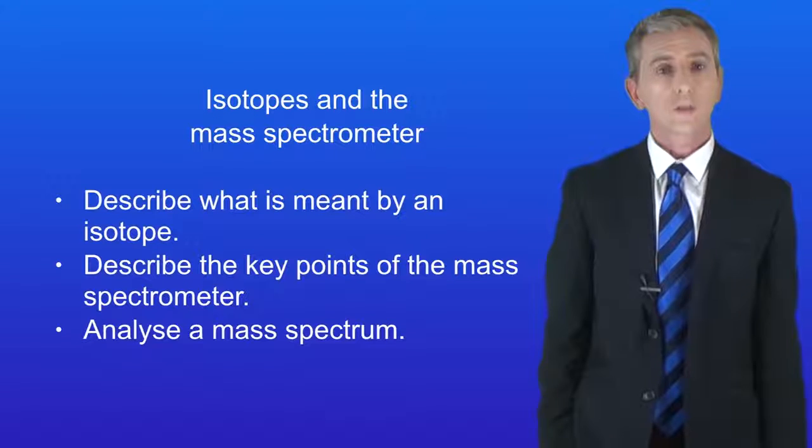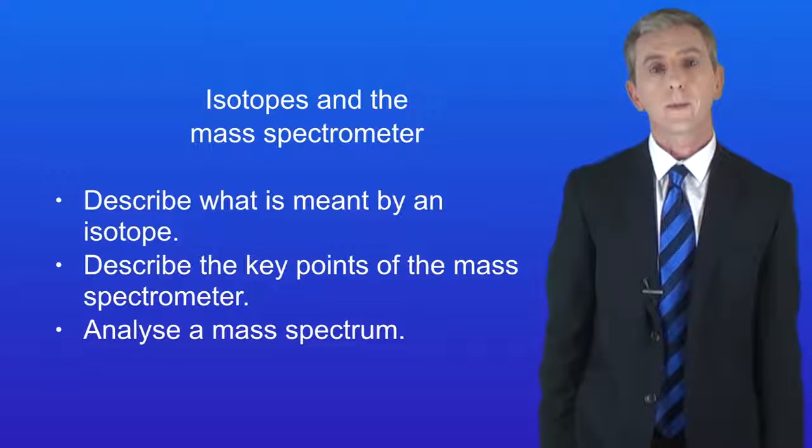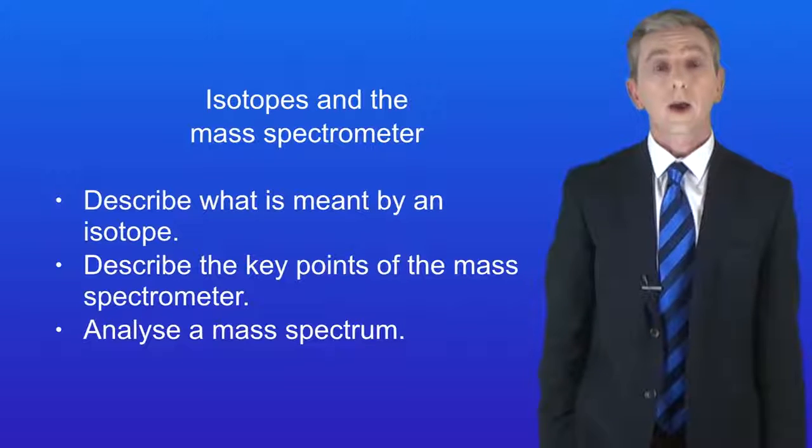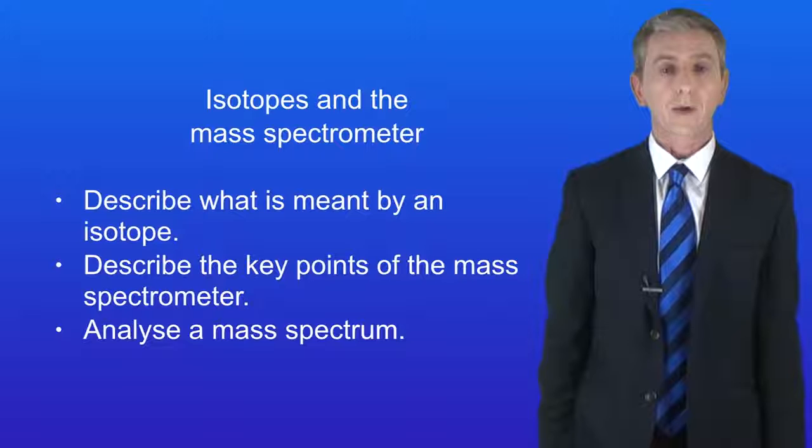Okay, so hopefully now you should be able to describe what's meant by an isotope. You should then be able to describe the key points of the mass spectrometer. And finally, you should be able to analyse a mass spectrum.